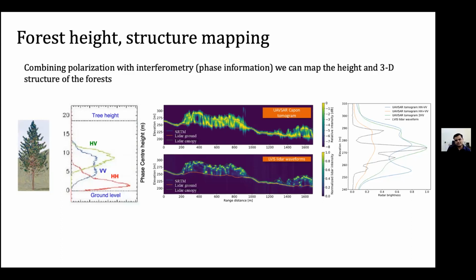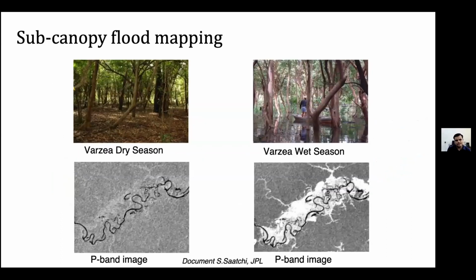On the vertical axis is the elevation, and on the horizontal axis is the range distance. So we can map out all the different vertically oriented scatterers, how the forest looks in the vertical profile. And that is useful to estimate the growth of the forest, to estimate the carbon content in the forest, as well as to estimate the understory of a particular forest.